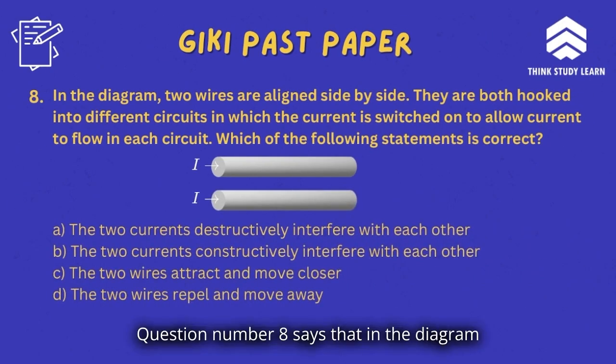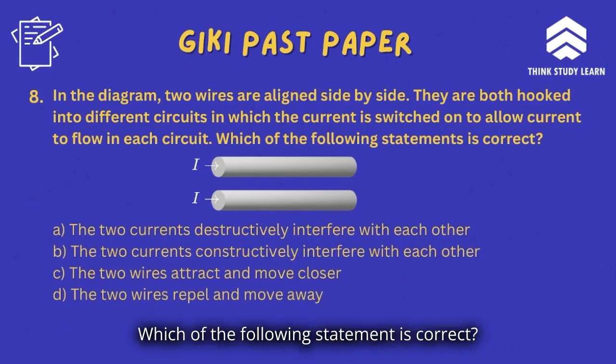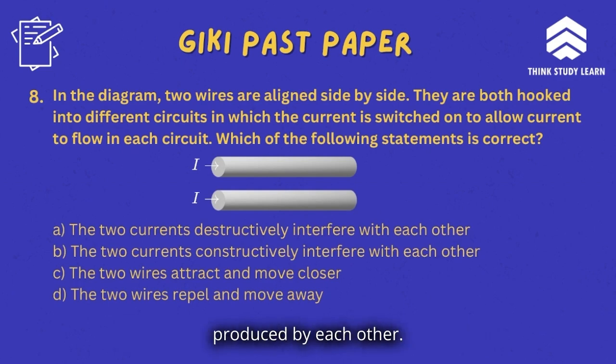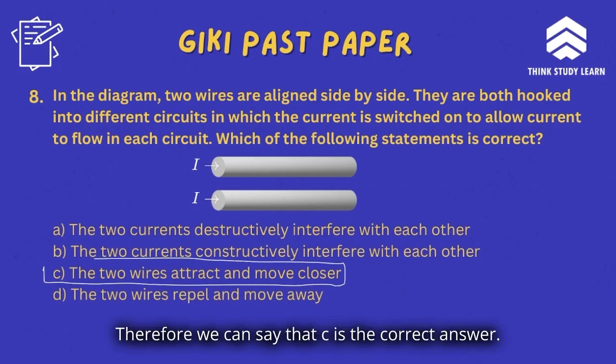Question number 8 says that in the diagram, two wires are aligned side by side. They both are hooked into different circuits in which the current is switched on to allow current to flow in each circuit. Which of the following statements is correct? As you can see, both wires are close enough that they are in the magnetic field produced by each other. Therefore, this magnetic field exerts magnetic force, and as the direction of current in both wires is the same, they will attract and move closer. Therefore, we can say that C is the correct answer.